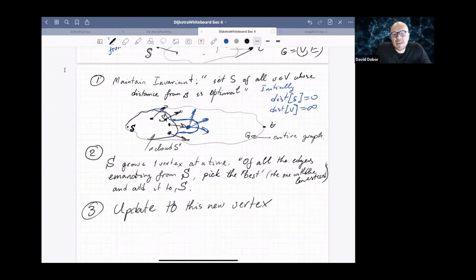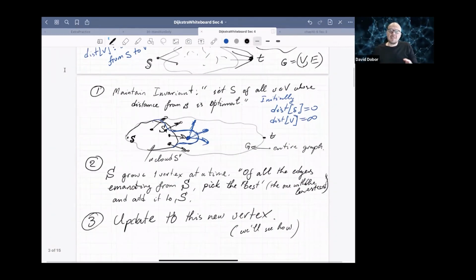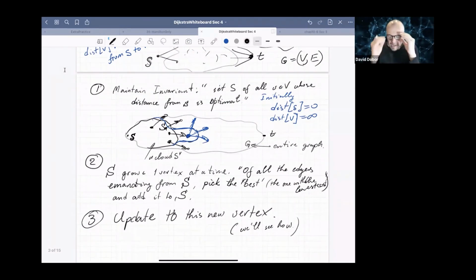This will be the heart of the algorithm, which we'll call the relaxation step, and we'll see how. It's a simple step, but we'll see how. Okay, now let's run this algorithm. Let's take a moment to digest what we're doing. So we have a graph like this.